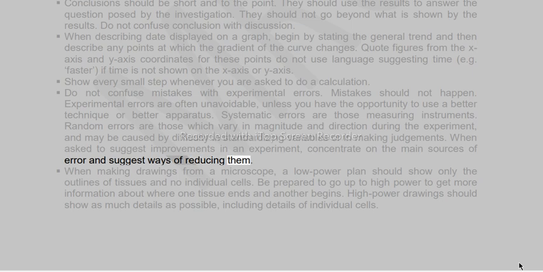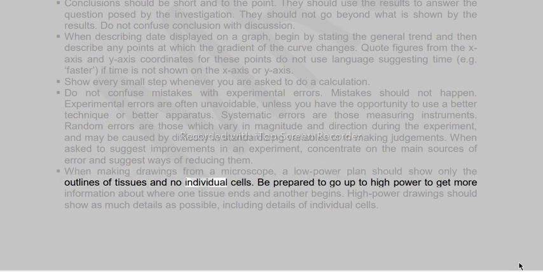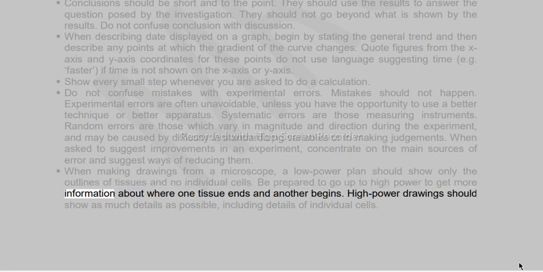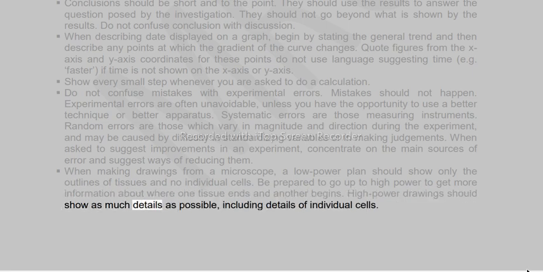When making drawings from a microscope, a low-power plan should show only the outlines of tissues and no individual cells. Be prepared to go up to high power to get more information about where one tissue ends and another begins. High-power drawings should show as much detail as possible, including details of individual cells.